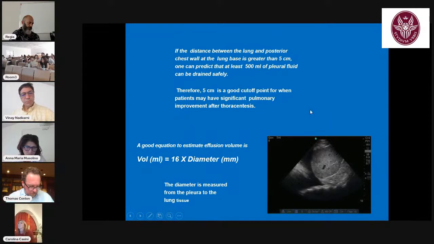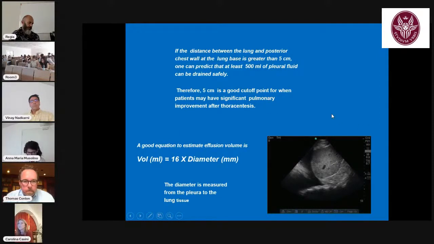If the distance between the lung and posterior chest wall at the lung base is greater than 5 centimeters, one can predict that at least 500 milliliters of pleural fluid can be drained safely. So, like my colleague said before, we can pass from the diagnosis to the therapy. So we can drain the fluid effusion. Therefore, 5 centimeters is a good cutoff point when patients may have significant pulmonary improvement after thoracentesis.